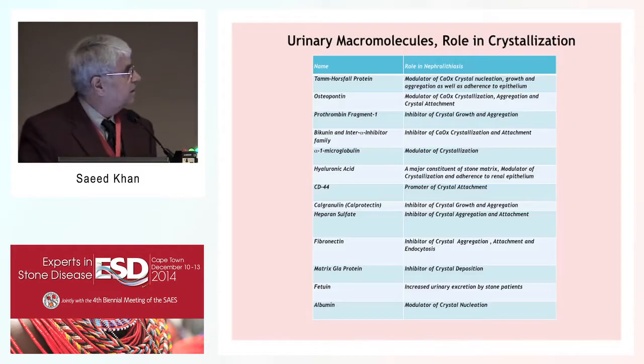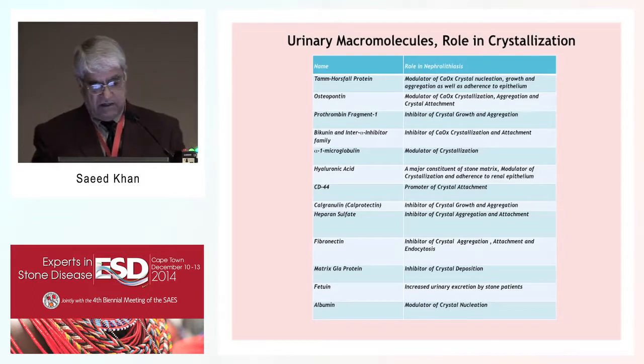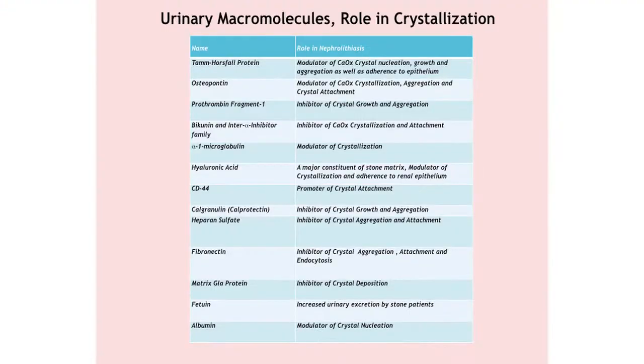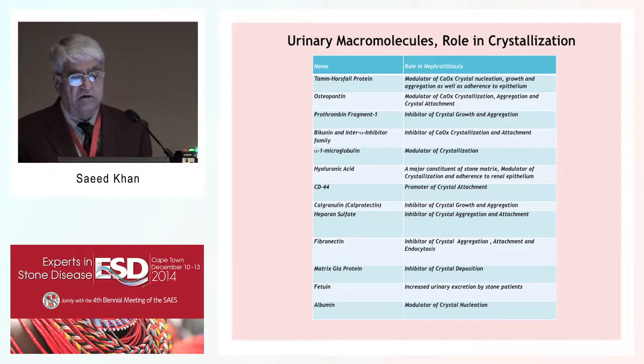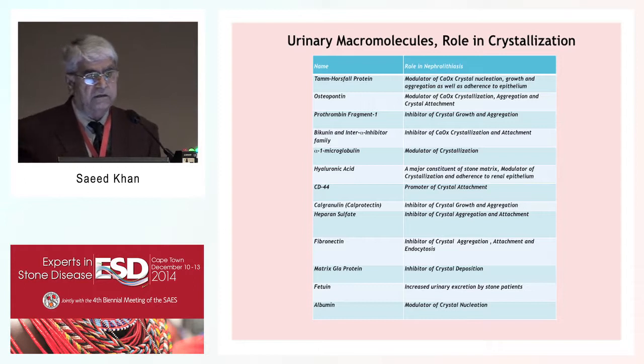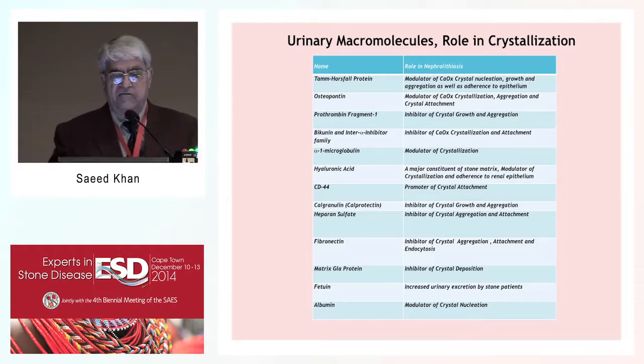Thank you for giving me the chance to talk a little bit about urinary macromolecules. I think we are all familiar with a lot of these. We know Tamm-Horsfall protein, osteopontin, prothrombin fragment 1, bikunin. You can go on and on, and they play a role in nephrolithiasis.